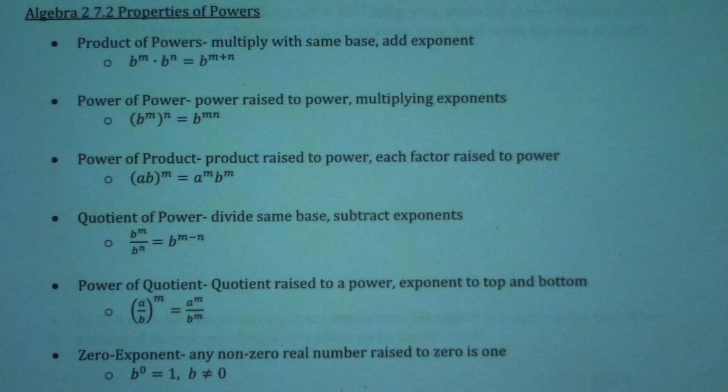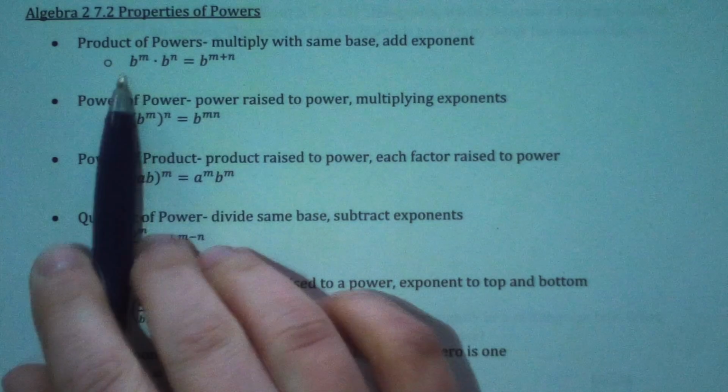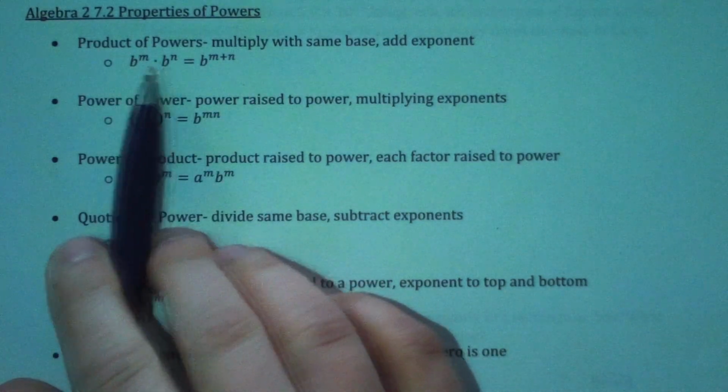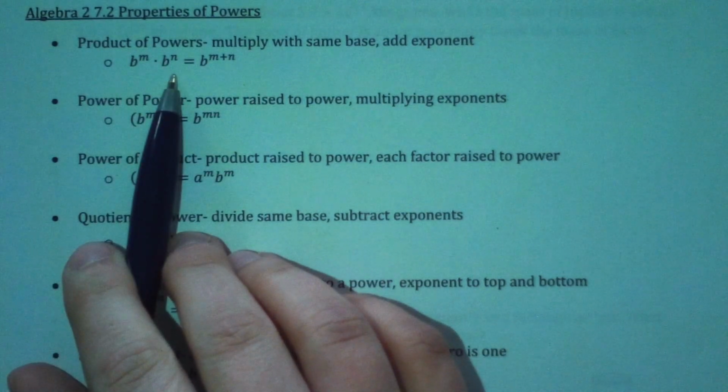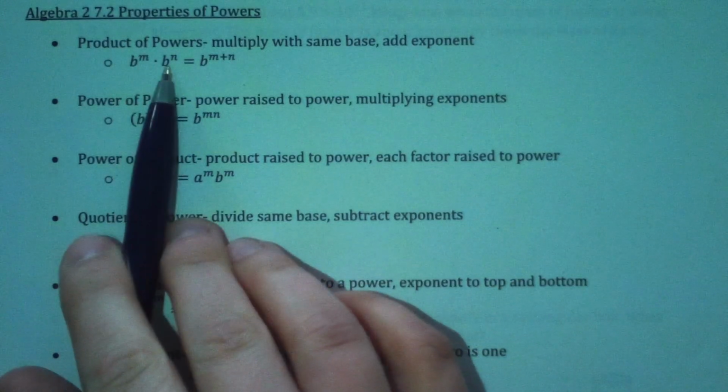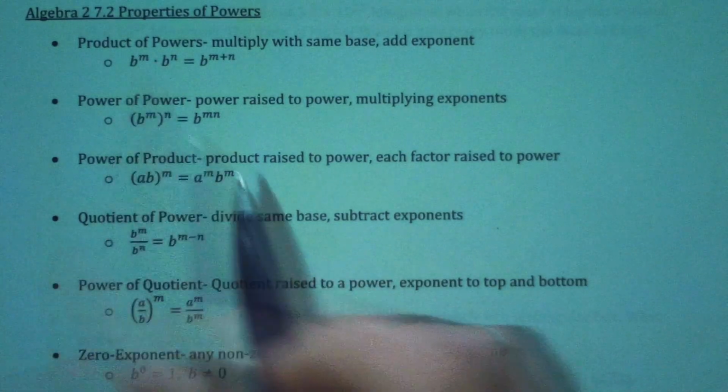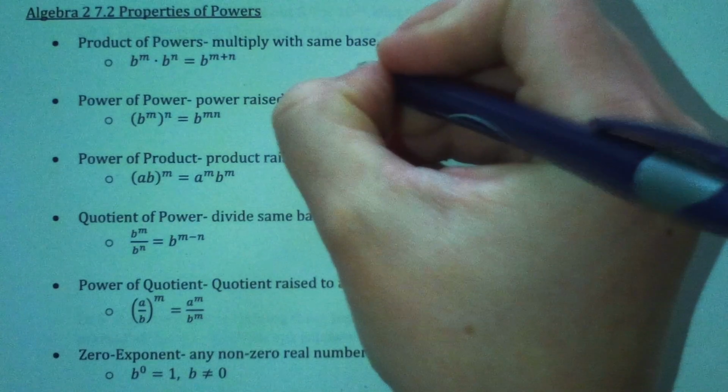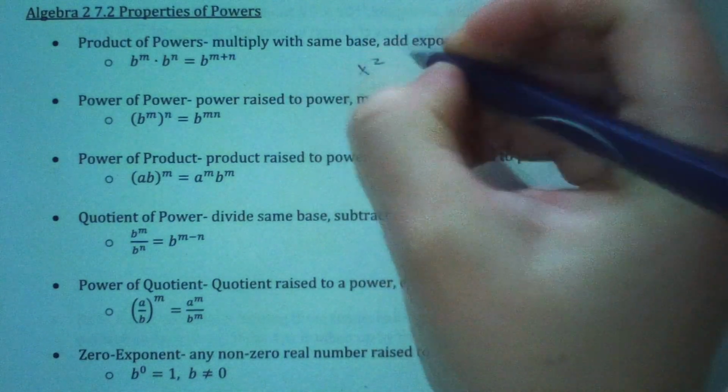These look like mostly multiply and divide stuff. That first one there, product of powers. So, multiply with the same base, what you do is you add the exponents. If these base values are the same exact number or letter, you just add those powers together. So say you had x squared times x to the third.